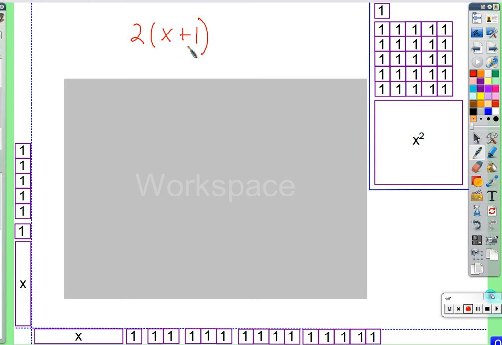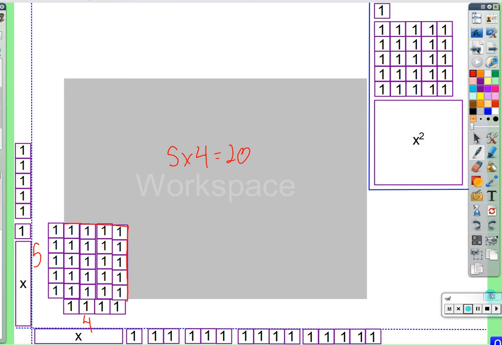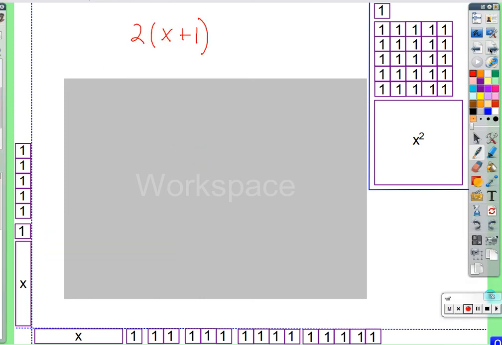Alright, 2 times x plus 1. Just like we did before with 5 times 4, we made one side 5 and the other side 4. So in this case, we're going to make one side 2 and the other side x plus 1. So I'll make this side 2, make this side x plus 1, okay, so that's just setting it up. This is the actual place where the product will be found. So we need a rectangle that fills up this space.